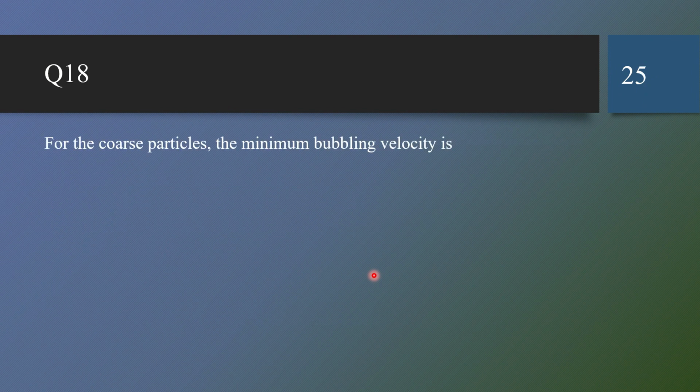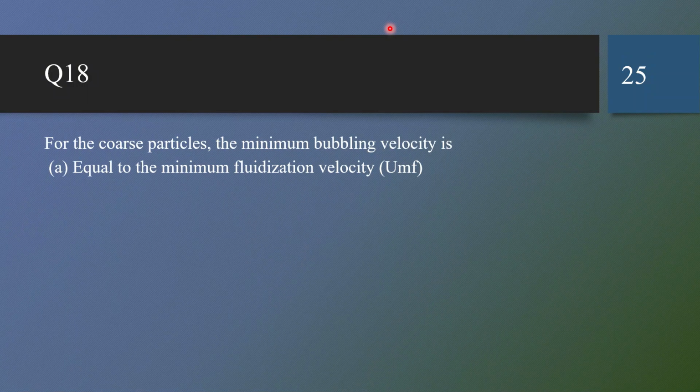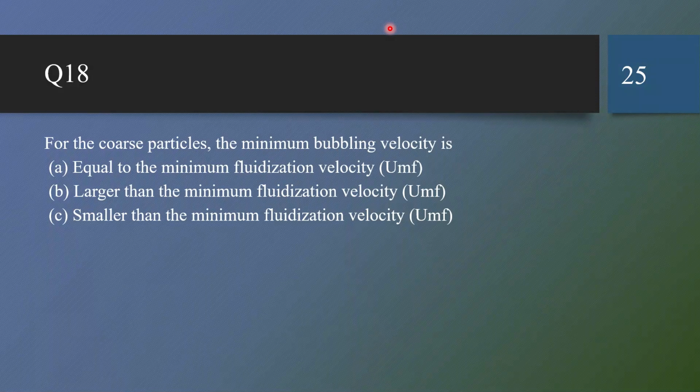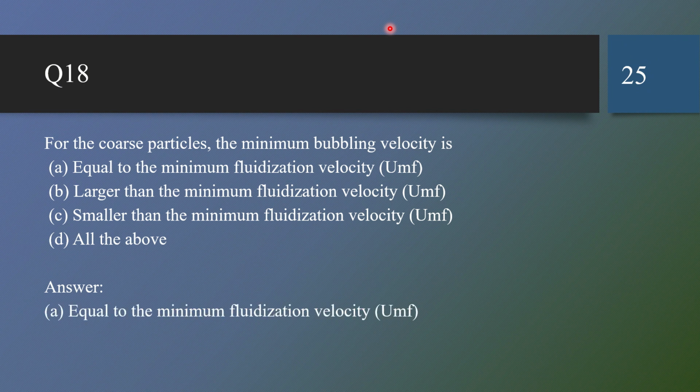In question 18, it is given that for the coarse particles, the minimum bubbling velocity is equal to the minimum fluidization velocity UMF, larger than the minimum fluidization velocity UMF, smaller than the minimum fluidization velocity UMF, all the above. So for coarse particles, the criterion is such that the minimum bubbling velocity is equal to the minimum fluidization velocity, whereas this differs for the fine particles.